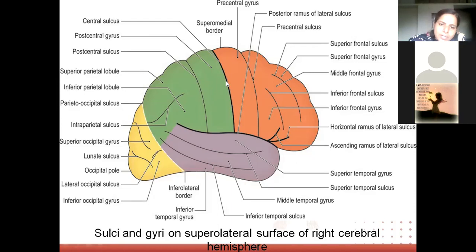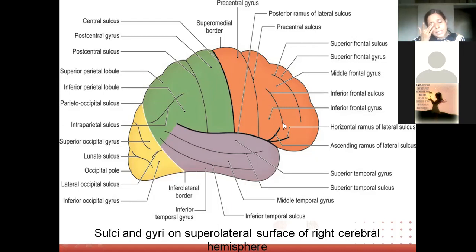This is the central sulcus you are finding here. This is the lateral sulcus. Now, from the lateral sulcus, there are two extensions called the horizontal ramus of the lateral sulcus and the ascending ramus of the lateral sulcus, which extend into the frontal lobe. In front of the central sulcus, this sulcus is called the precentral sulcus. Very simple. You are finding two more sulci. What are those? The superior frontal sulcus and the inferior frontal sulcus.